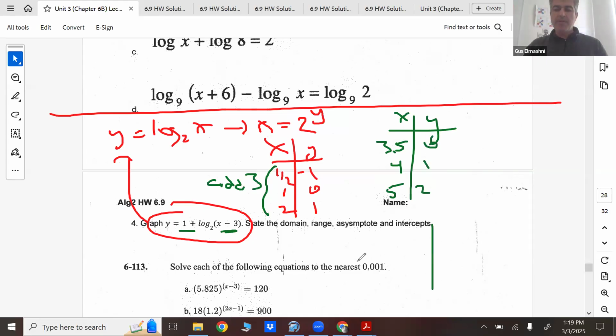So you plot the points. It looks like this. So you have a vertical asymptote here.